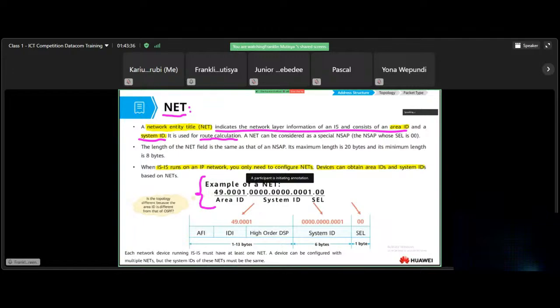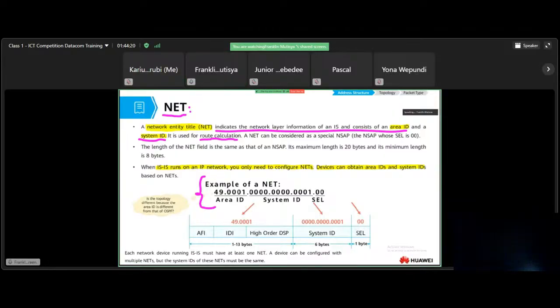We have another term we call the network entity title. This one indicates the network layer information. We have said ISIS has two layers. We have the data link layer and the network layer. So the net indicates now the network layer information on ISIS and consists of an area ID and a system ID. So it is used especially during route calculations. So net can be considered as a special NSAP, that is a special network service access point.